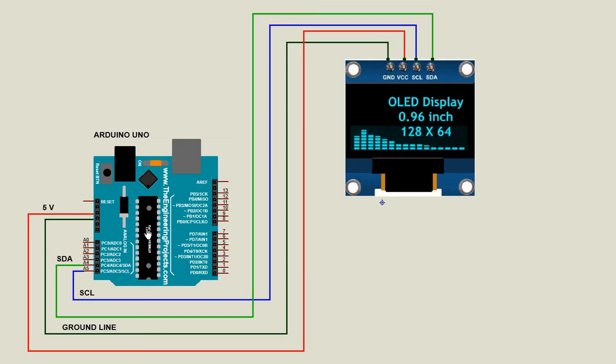After you've made all these connections to Arduino Uno, you will have to open your Arduino integrated development environment and add the program that I will post down below this video, and you should have a working display that will show a text, a simple text.